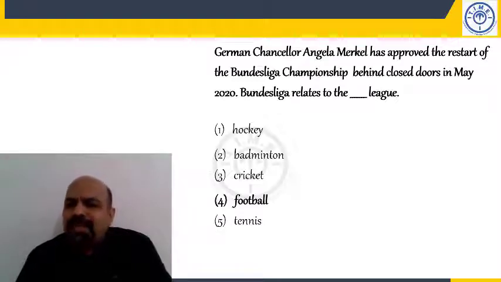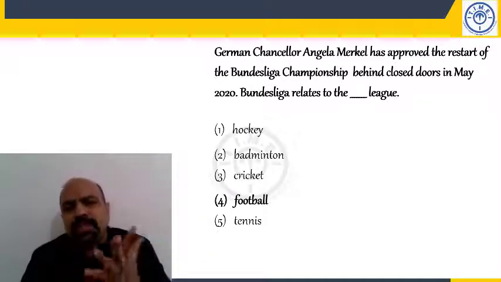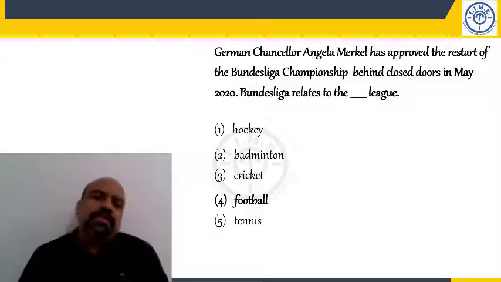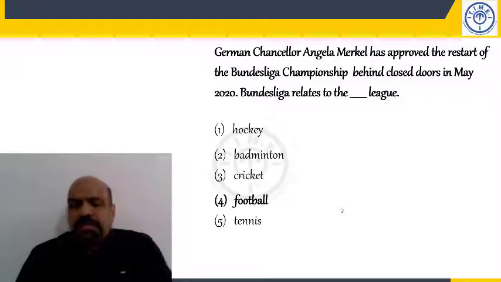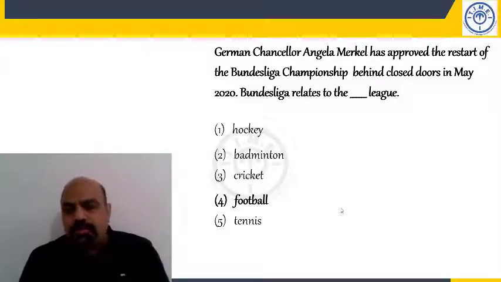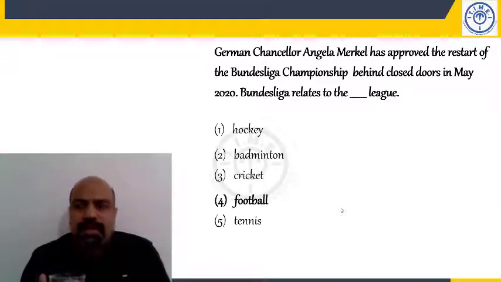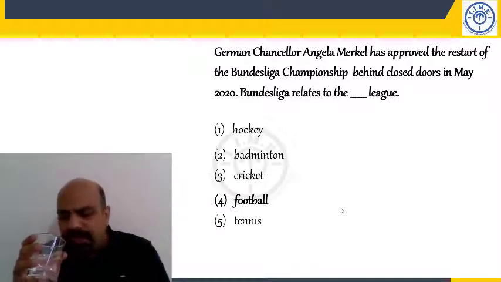German Chancellor Angela Merkel has approved the restart of the Bundesliga championship behind closed doors in May 2020. Bundesliga, remember Bundes, Deutsche, all these things relate to Germany. So it relates to, of course, football. Germany is one of the world's football superpowers. So you have Bundesliga in Germany, you have the English Premier League, you have La Liga, plenty of football championships in Europe. But this year everything's gone very bad.